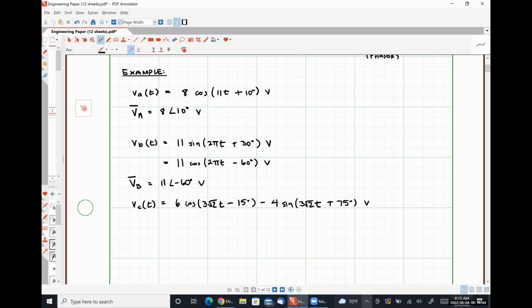So the 6 cosine 3 square root of 2t minus 15 degrees part gets to stay the same because it's already expressed as a cosine function. And as Mr. Stubblefield mentioned a moment ago, all we have to do to convert a sine function into a cosine function is to subtract 90 degrees from its phase angle. So that would be minus 4 cosine 3 square root of 2t minus 15 degrees.